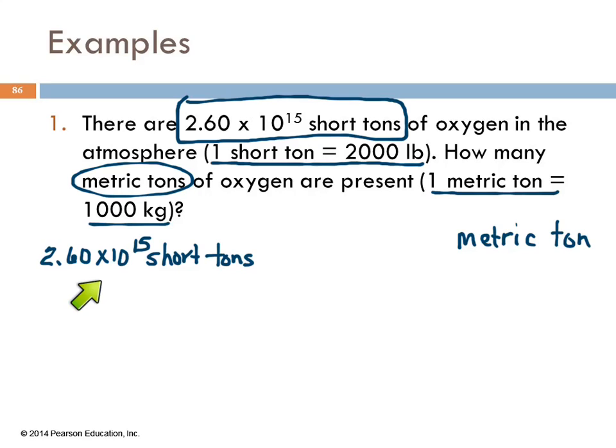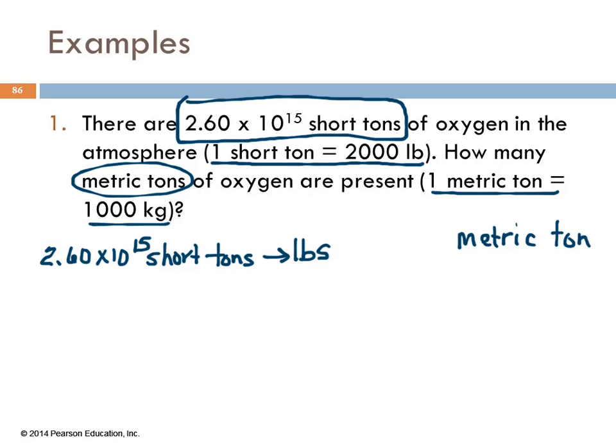So we can start at the beginning and work towards the end. So here we've got this relationship. Short ton is equal to 2,000 pounds. That tells us we could leap from short tons to pounds because we have the relationship. So that's good. Do we know the relationship between pounds and metric tons? Just off the top of our head or in the problem?